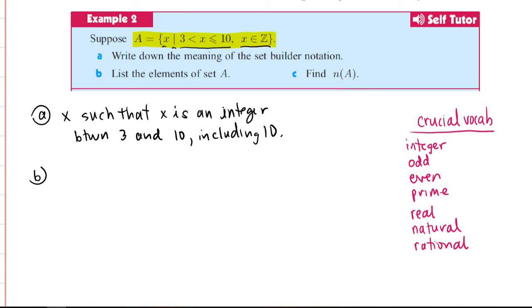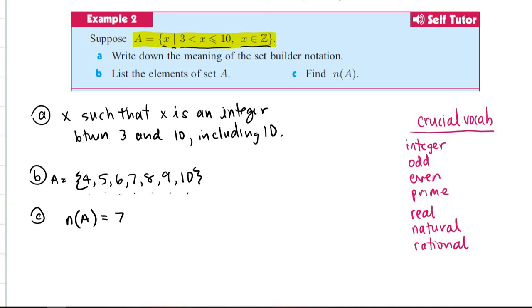For part B, if we want to list the numbers, well, it doesn't include 3, so we would start at 3, but we don't include it. So what's the next integer? It's 4. And then 5, 6, 7, 8, 9, and we do include 10. So this is the set of A if we were listing it all out. And for part C, we want to know how many are in that set. So we just count them up. 1, 2, 3, 4, 5, 6, 7. So we would know the number of elements in set A is equal to 7.